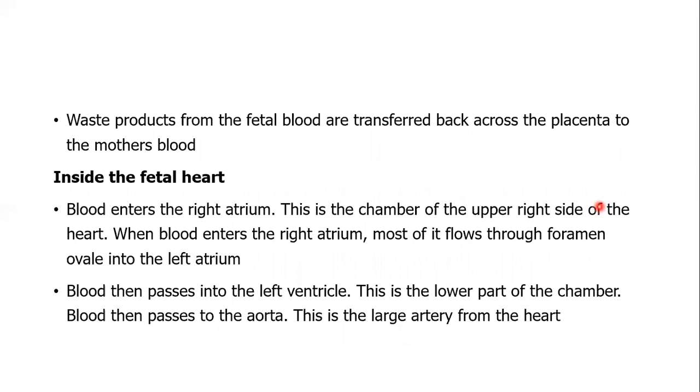So what happens inside the fetal heart? Blood enters the right atrium. This is the chamber of the upper right side of the heart. Most of it flows through the foramen ovale into the left atrium. Blood then passes into the left ventricle. This is the lower part of the heart. Blood then passes to the aorta. This is a large artery from the heart.